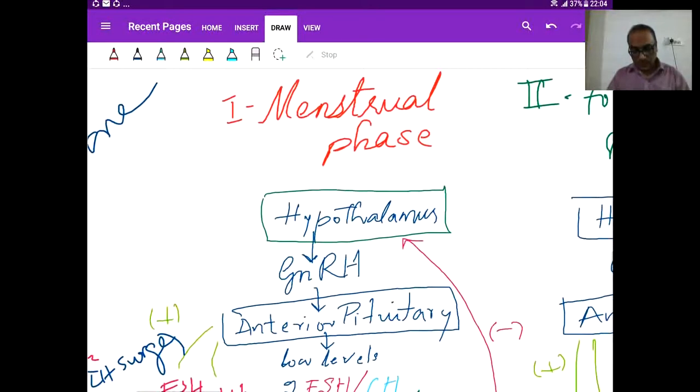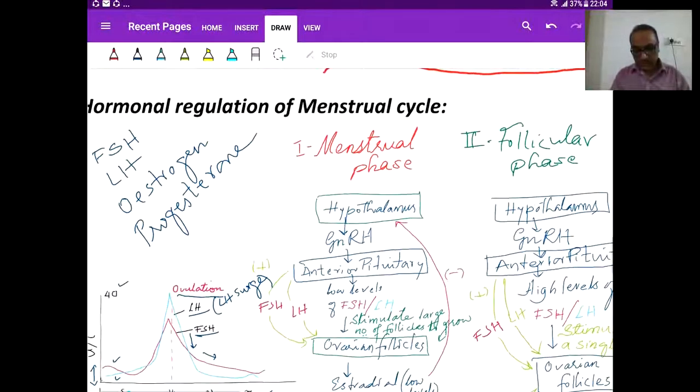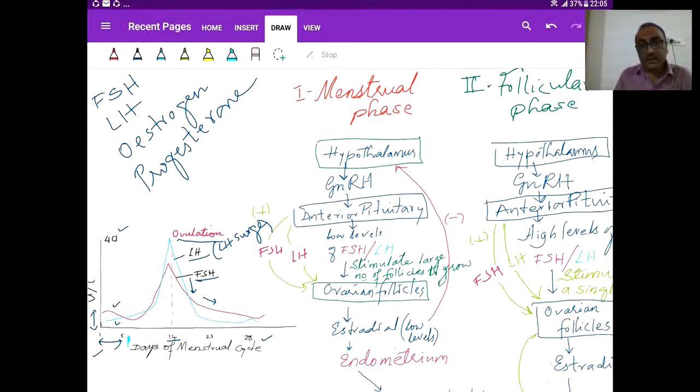Here I have made some ray diagrams to show. Sometimes in NEET and other exams they ask about the negative feedback and positive feedback of the hormones. So I have taken up here some additional information. Let us go through that.